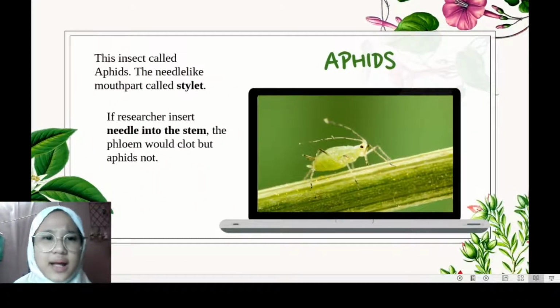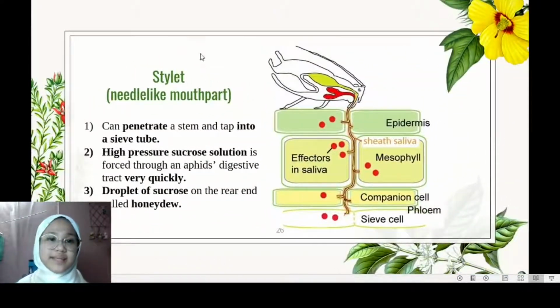So do you know there is an insect named aphids? Aphids have a needle-like mouthpart called a stylet. Yes, stylet. If researchers insert a needle into the stem, the phloem would clot, but aphids do not. The stylet, a needle-like mouthpart, can penetrate a stem and tap into a sieve tube. High pressure of the sucrose solution is forced through an aphid's digestive tract very quickly. Droplets of the sucrose on the rear end are called honeydew.